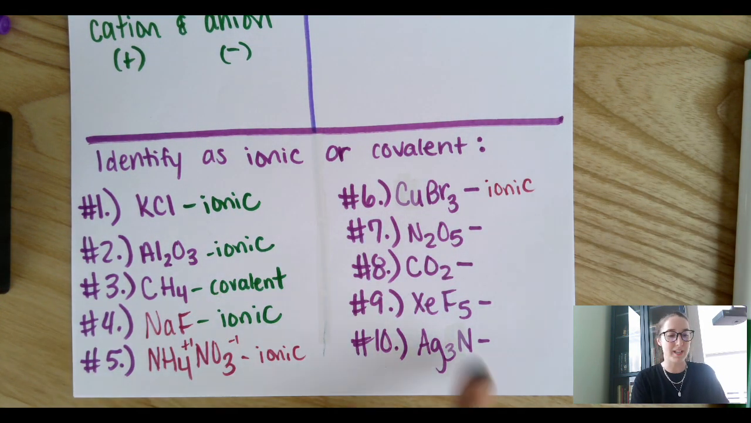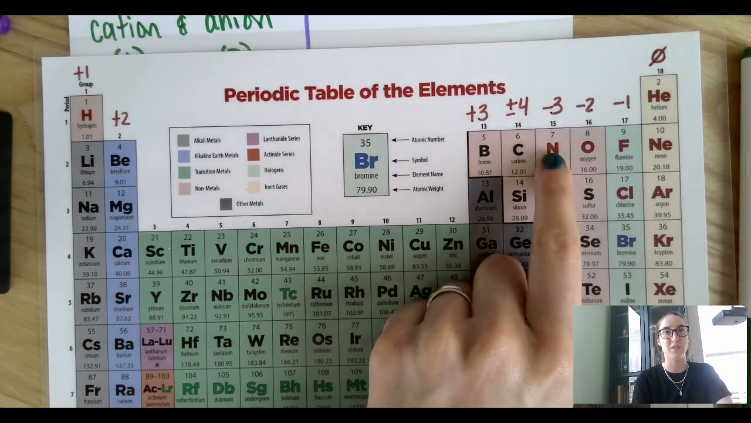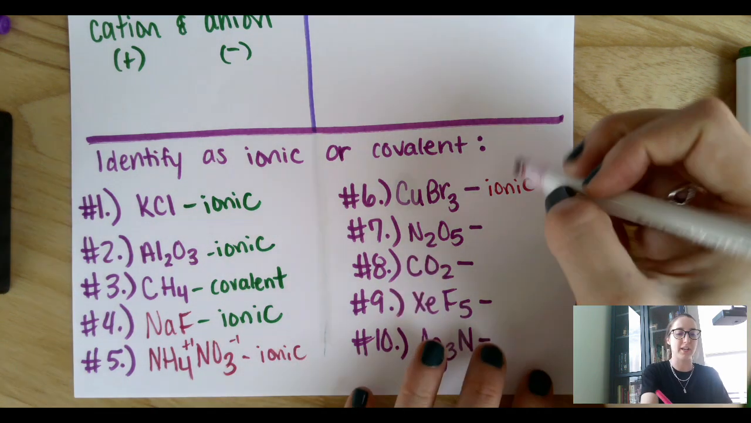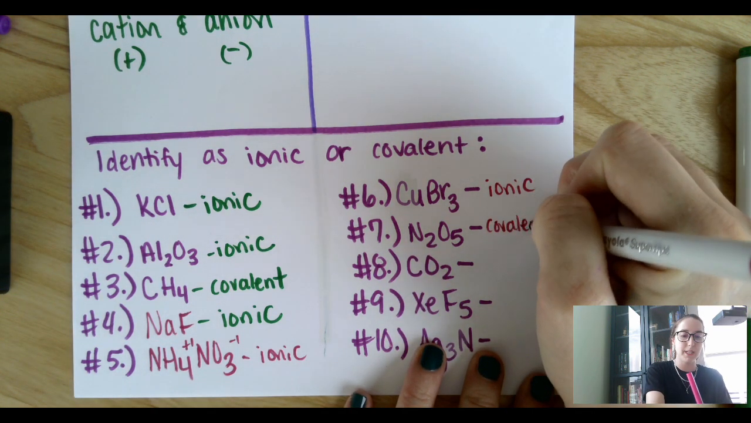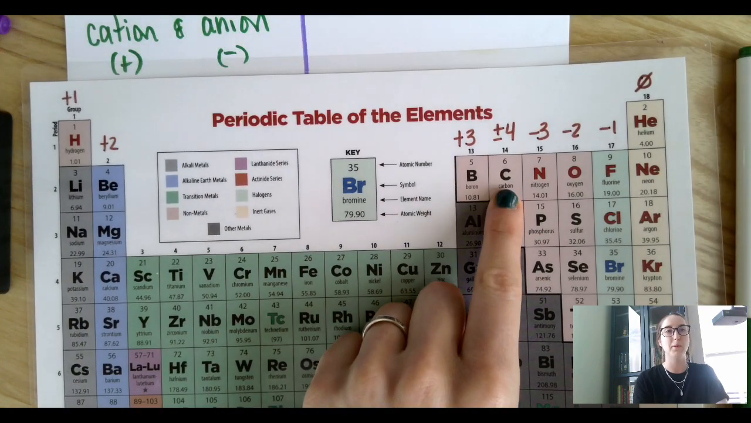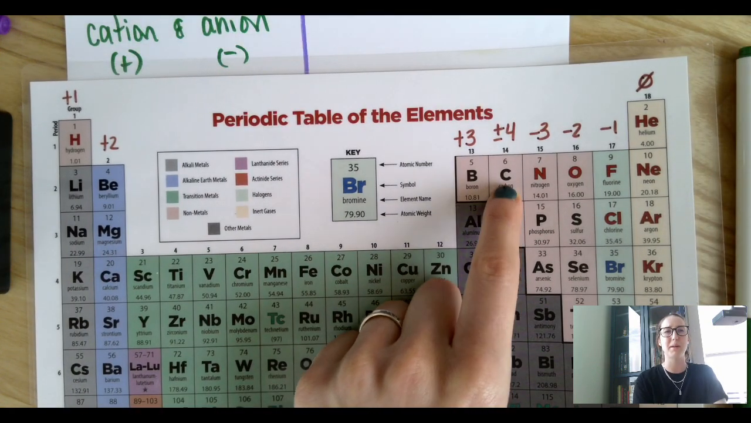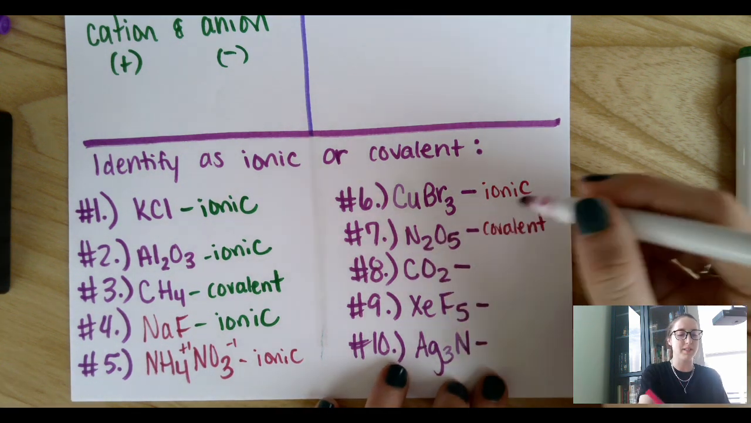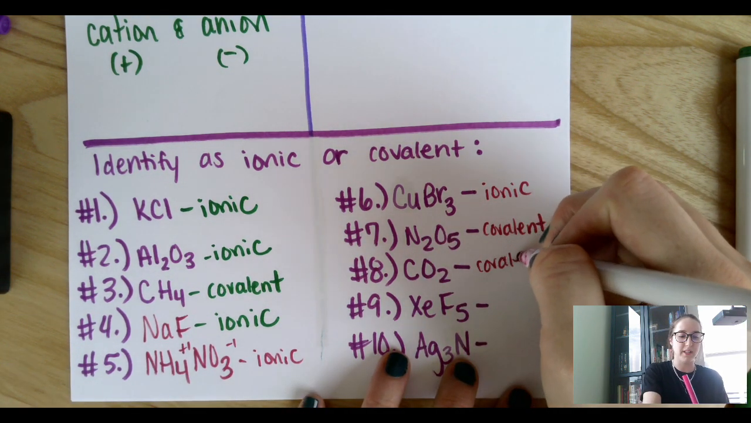If I look at number 7, I have nitrogen. Nitrogen is the first element listed. It's bonded with oxygen here. Both nitrogen and oxygen are nonmetals, which means this is a covalent bond. If I look at CO2, I'm going to find carbon on the periodic table. We have worked with carbon in a previous example. Carbon is a nonmetal, and so is oxygen, so this is going to be covalent.